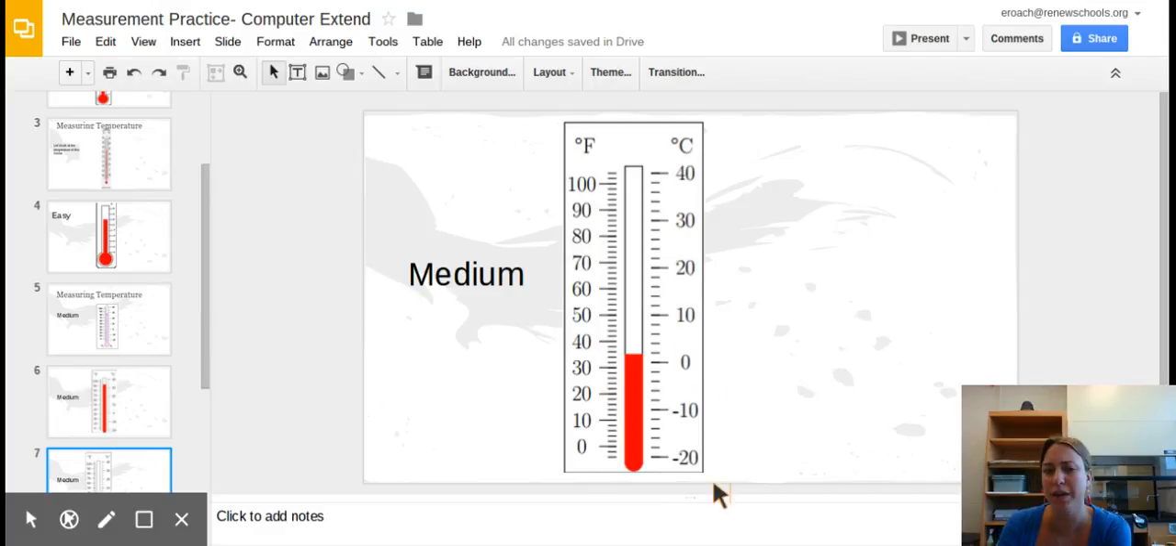Let's take a look over here at Celsius, though. Here's negative 20, negative 10, and 0. To get from 0 to 10, 0, 1, 2, 3, 4, 5. Well, they're not counting by ones. Let's try again by twos. 0, 2, 4, 6, 8, 10. That works. So if they're counting by twos, 0, 2, this looks like it's 2 degrees Celsius.